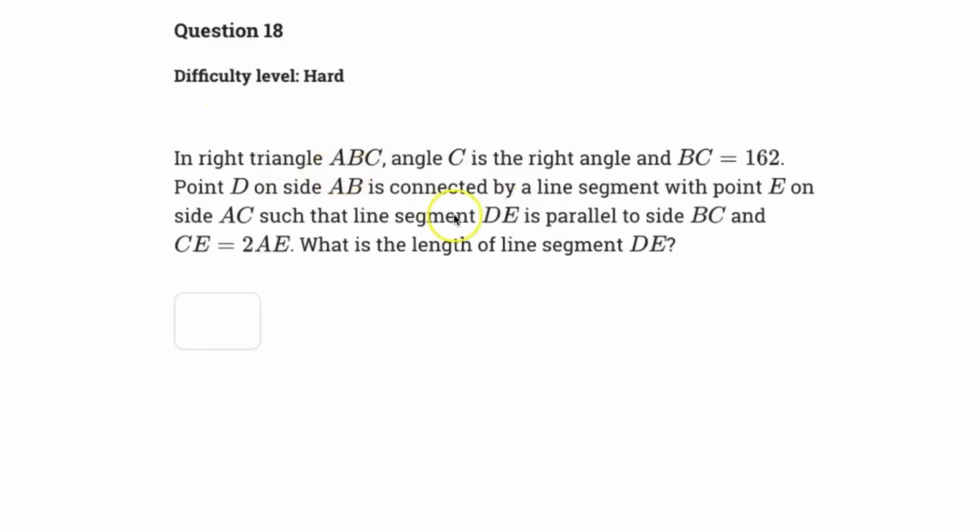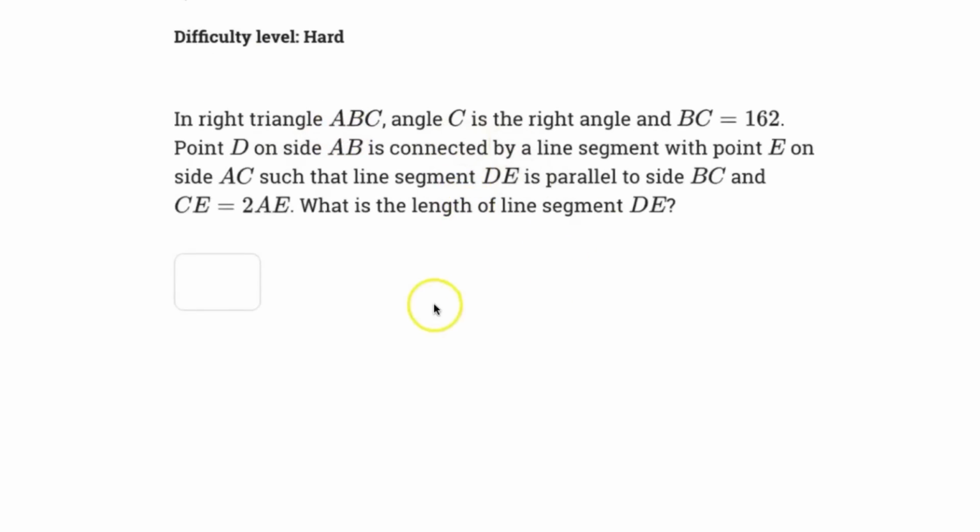In right triangle ABC, angle C is the right angle. So we're going to draw out our triangle. It's a snazzy triangle right there. Angle C we know is the right angle, and it doesn't really matter what the other sides are. So ABC. Cool. It says side BC has a value of 162.